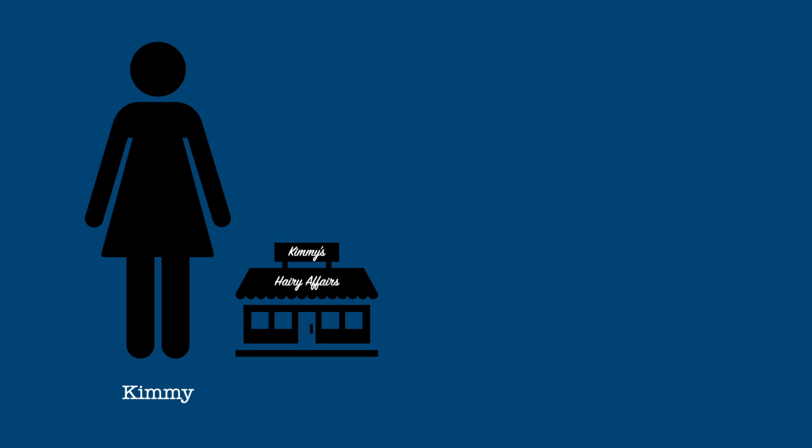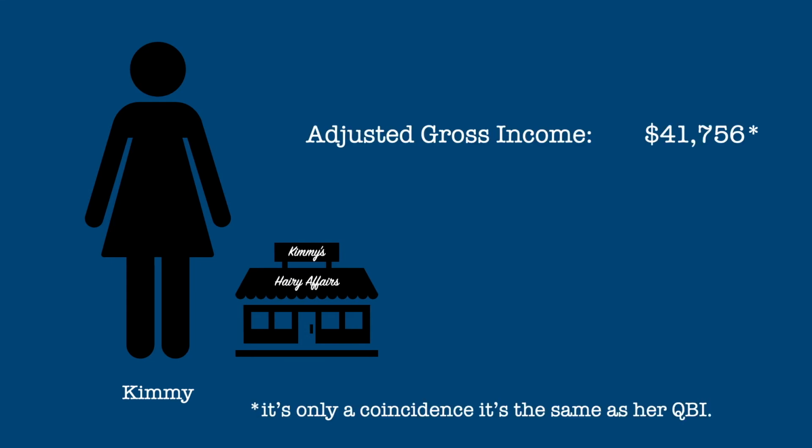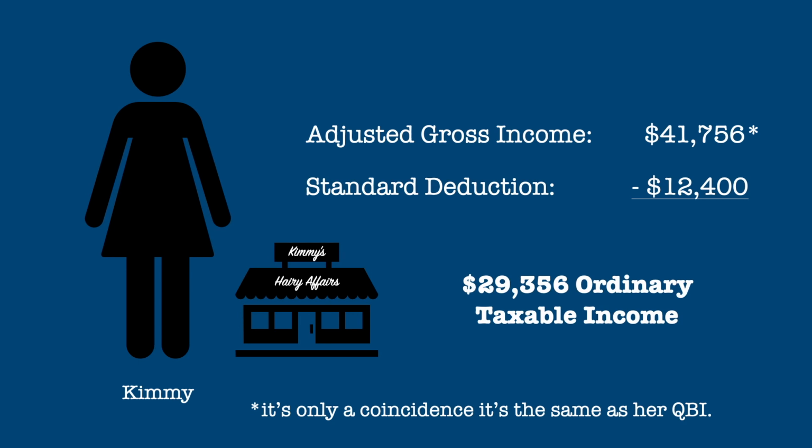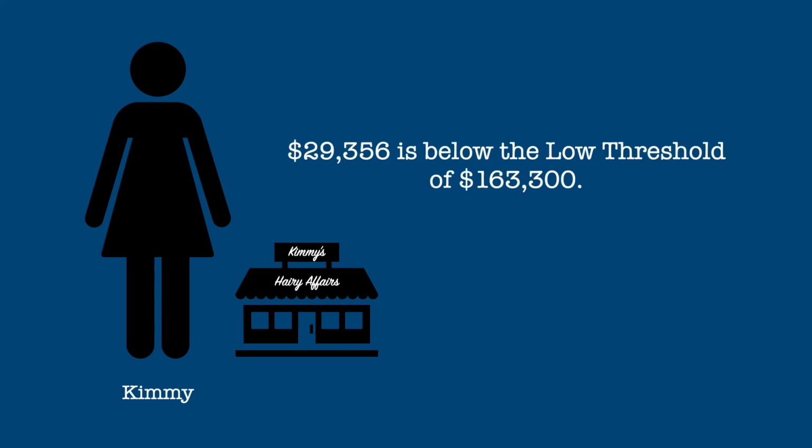Now we need to calculate her ordinary taxable income. Since she doesn't have any capital gains and she has no other sources of income, her adjusted gross income is the same as her qualified business income. Kimmy is single and uses the standard deduction, so her ordinary taxable income is her adjusted gross income of $41,756 minus her standard deduction of $12,400, which equals $29,356. This figure is well below the low threshold.